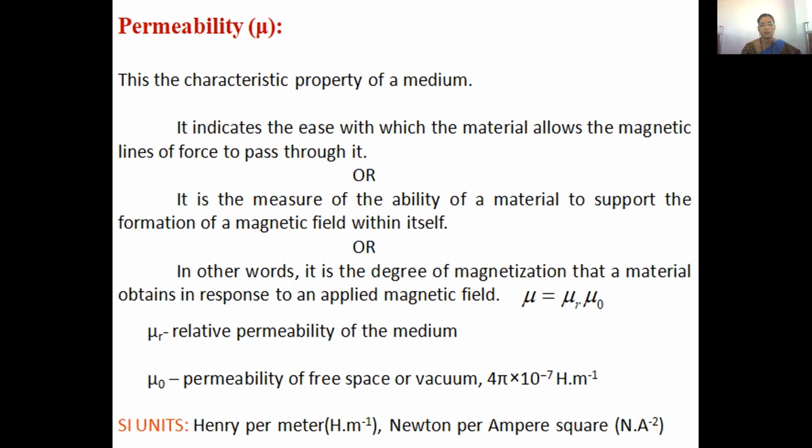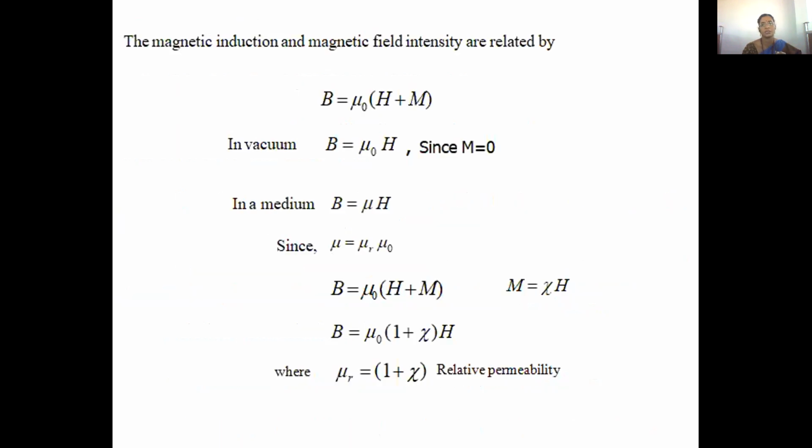SI units, Henry per meter, Newton per ampere square, we can represent in both ways. The magnetic induction and magnetic field intensity are related by B equals mu naught into H plus M. In vacuum, it is mu naught H. In medium, it is mu H.